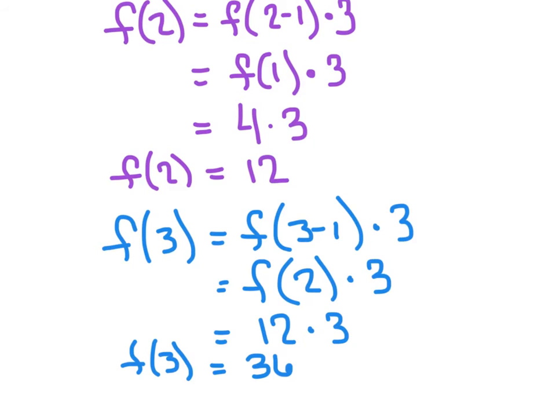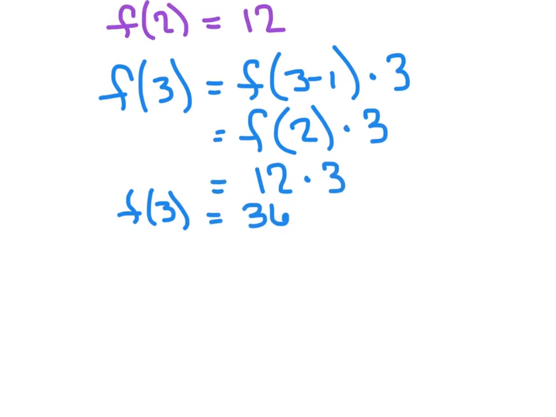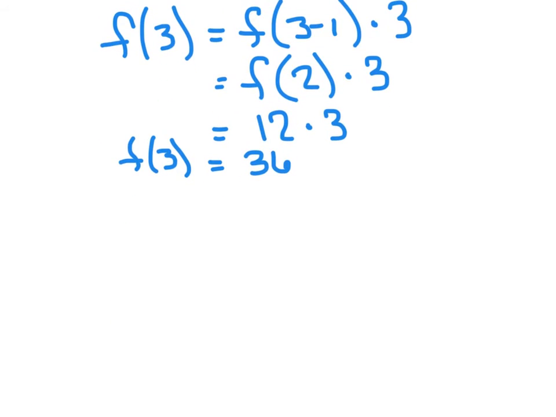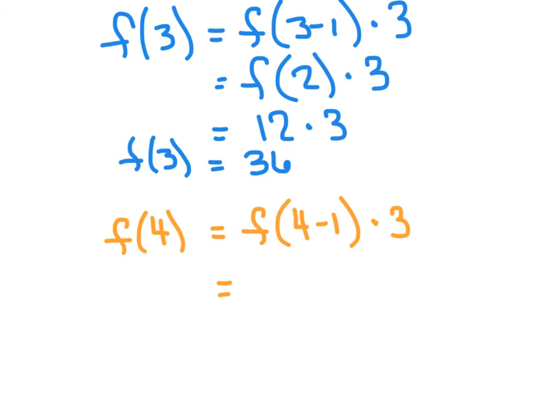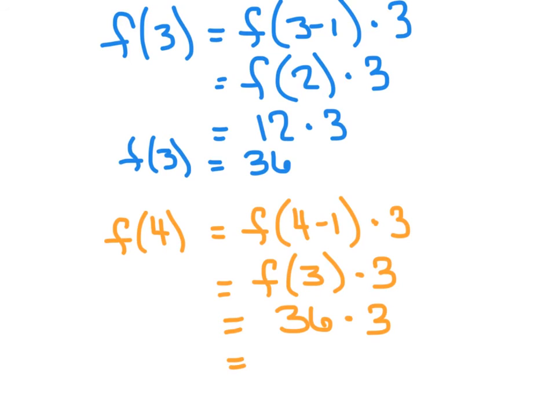And now let's go get that fourth term real quick. The fourth term is going to be defined as f of, substitute that 4, then multiply it by 3. So this is f of 3, aka the third term, multiplied by 3. 36 multiplied by 3. Oh my gosh, we're going to try to do this on the spot. 18 carry the 1. I think 108. So the fourth term is going to be 108.